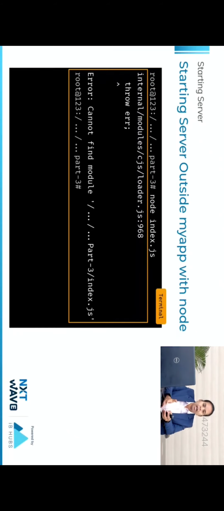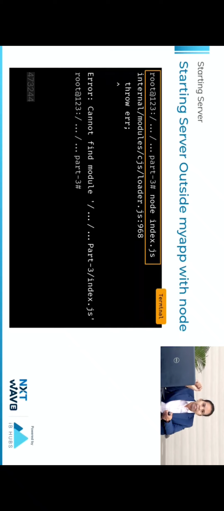If you try to start the server outside the My App directory, you might get an error in this manner saying throw error and so on, cannot find module index.js. Here it basically means that you're not present in the My App directory. There you can see cannot find module, it's saying /index.js. It's not able to find the file index.js in the part 3 directory.